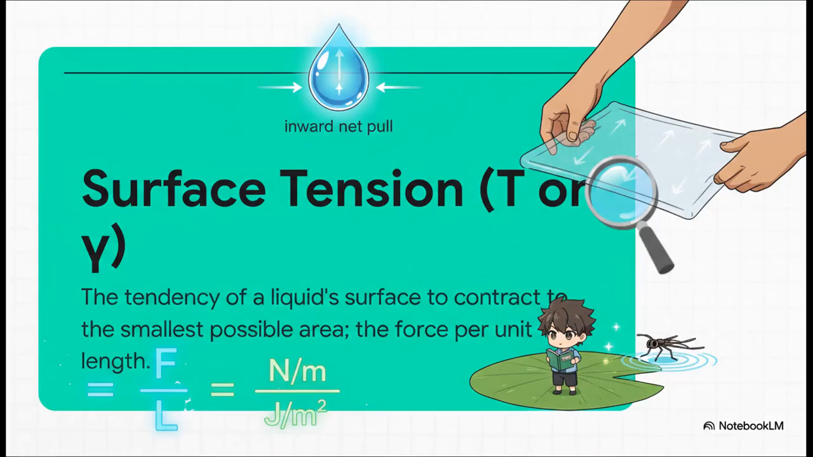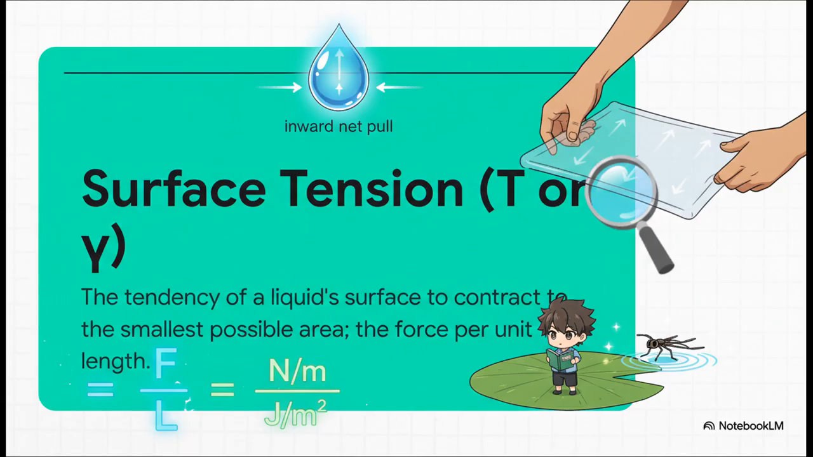And that net inward pull? That, fundamentally, is surface tension. That's the whole idea. Formally, we define it as the property of a liquid that allows it to resist an external force. Or you could say it's the tendency of its surface to shrink into the minimum possible area. Think of it like a stretched elastic membrane, right? It's always trying to pull itself together.